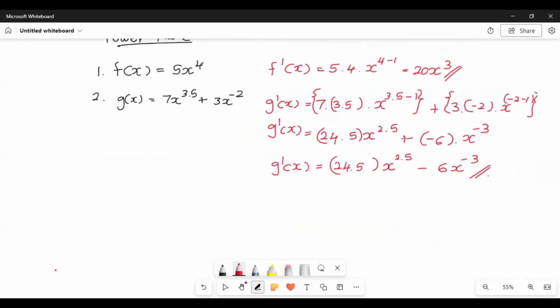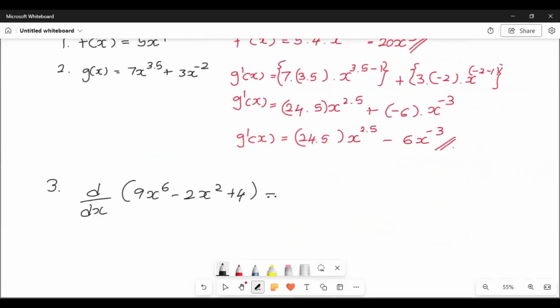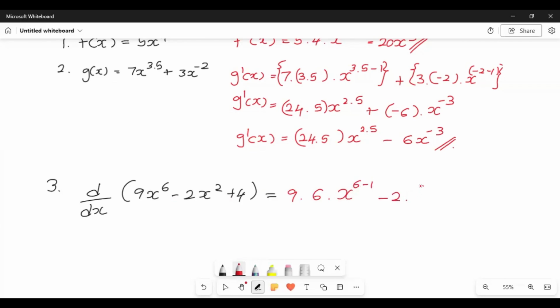So let's move into question number 3. Find d over dx of 9 times x to the power of 6 minus 2 times x to the power of 2 plus 4. So the answer is going to be 9 times 6 times x to the power of 6 minus 1, minus 2 times 2 times x to the power of 2 minus 1, plus, as 4 is a constant, it's going to be 0.